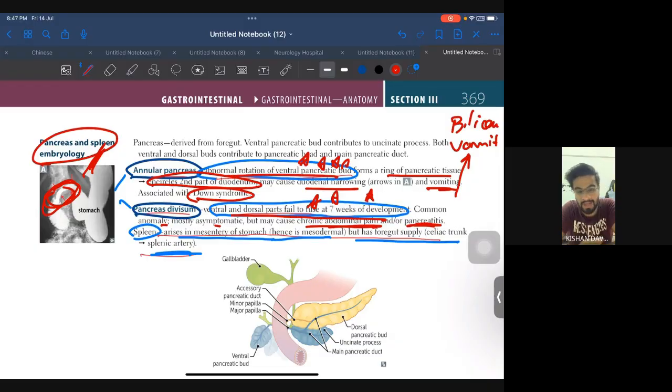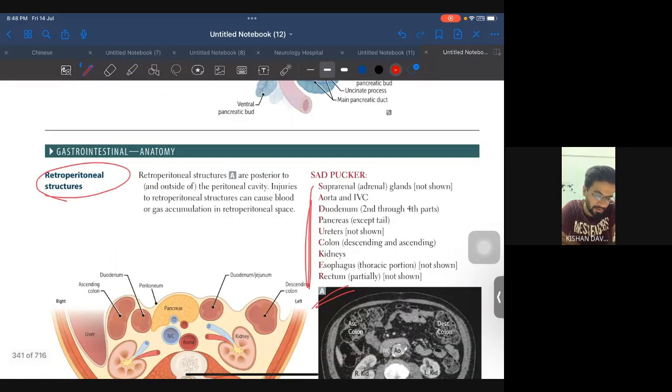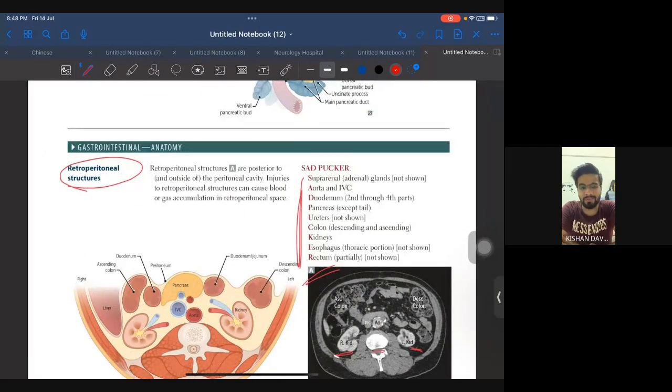What actually happens and where? Okay. That's it for embryology. Now let's focus on the anatomy. GIT is a system where you have to focus more on anatomy.